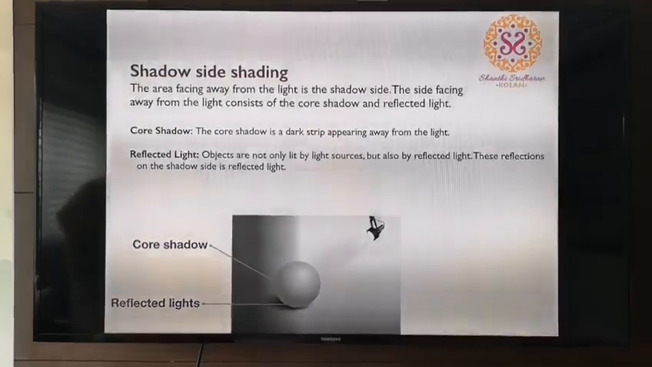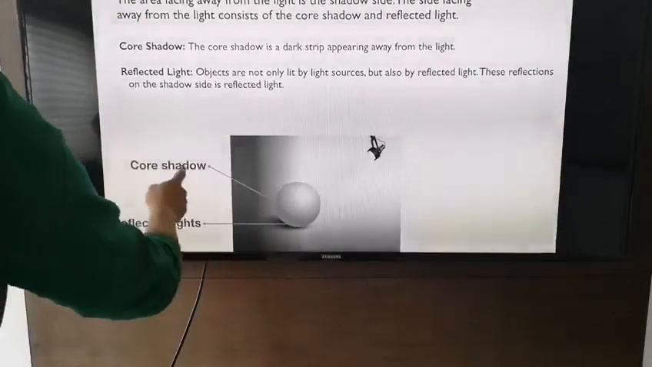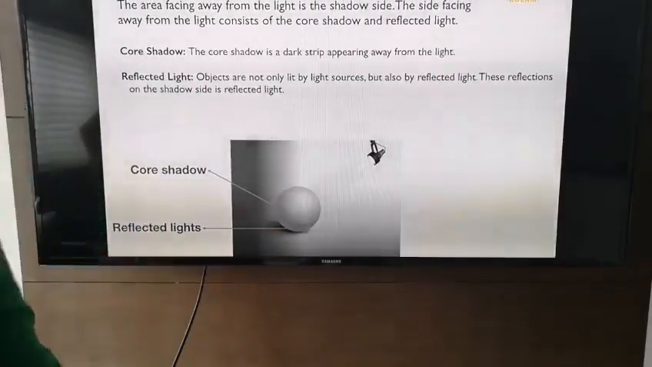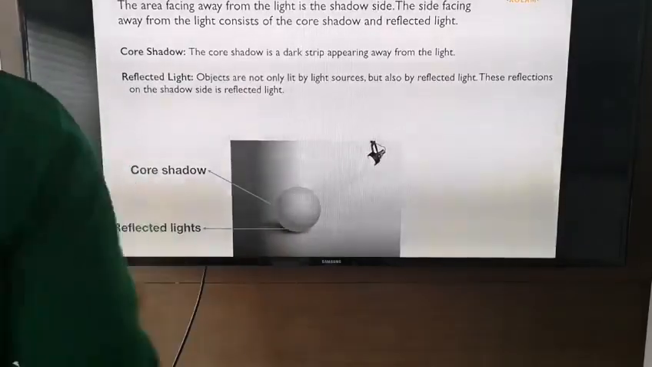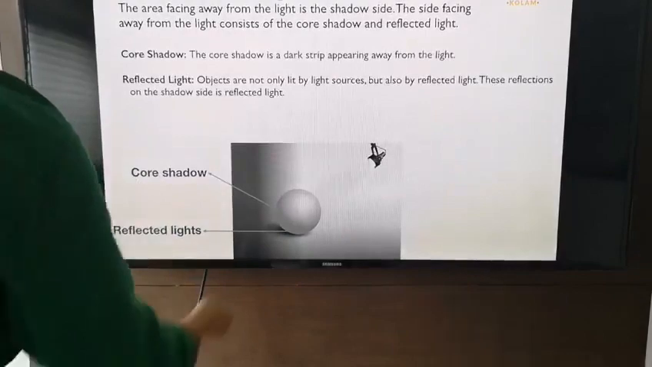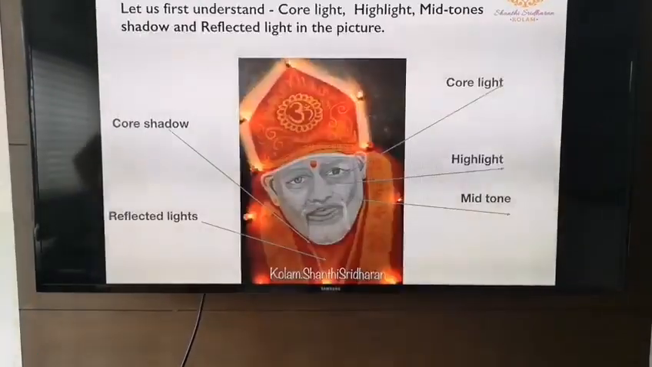As I have already told you, this is my dark side and it has two main things, that is core shadow and reflected light. Core shadow is the darkest area, so this is my core shadow, and the light which scatters on the plane and reflects on the core shadow is my reflected light.